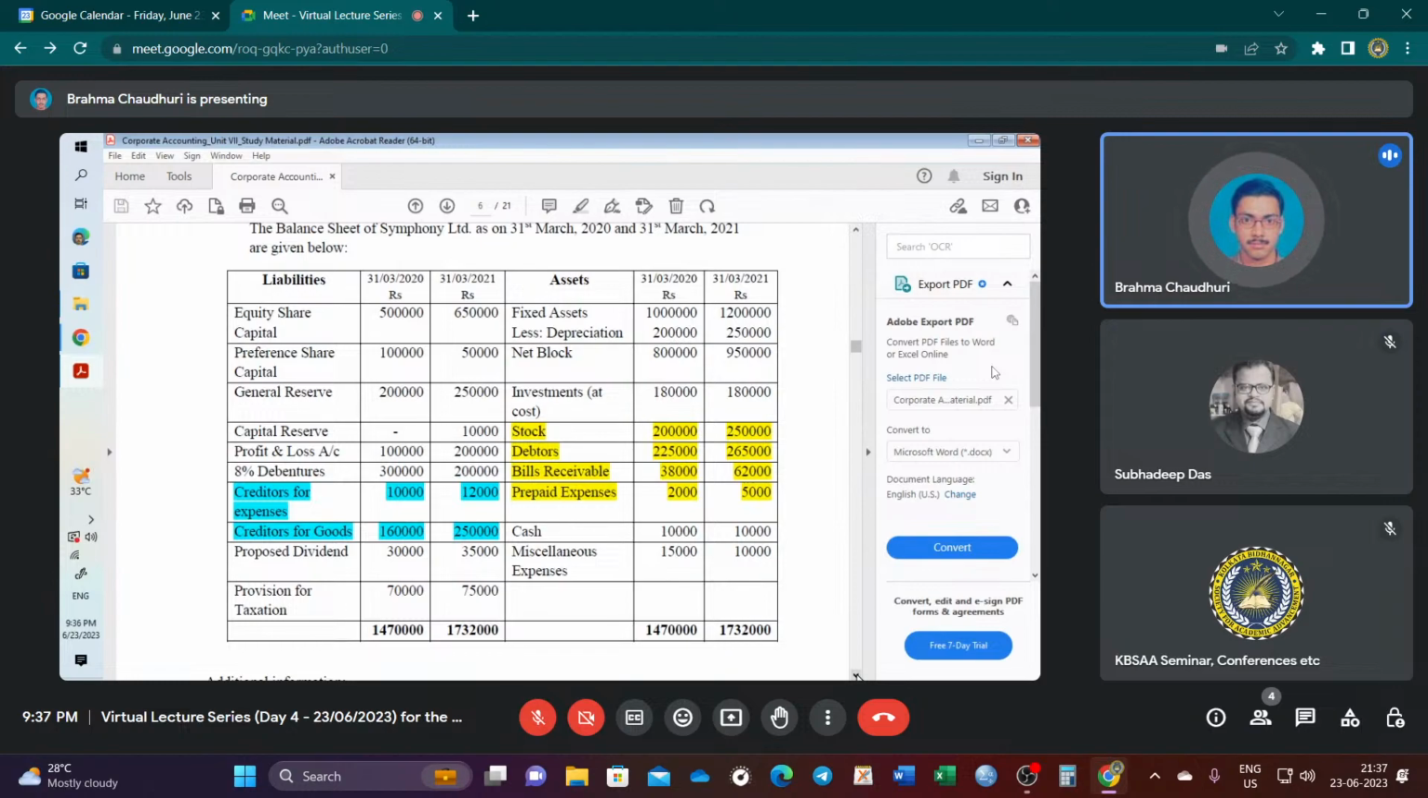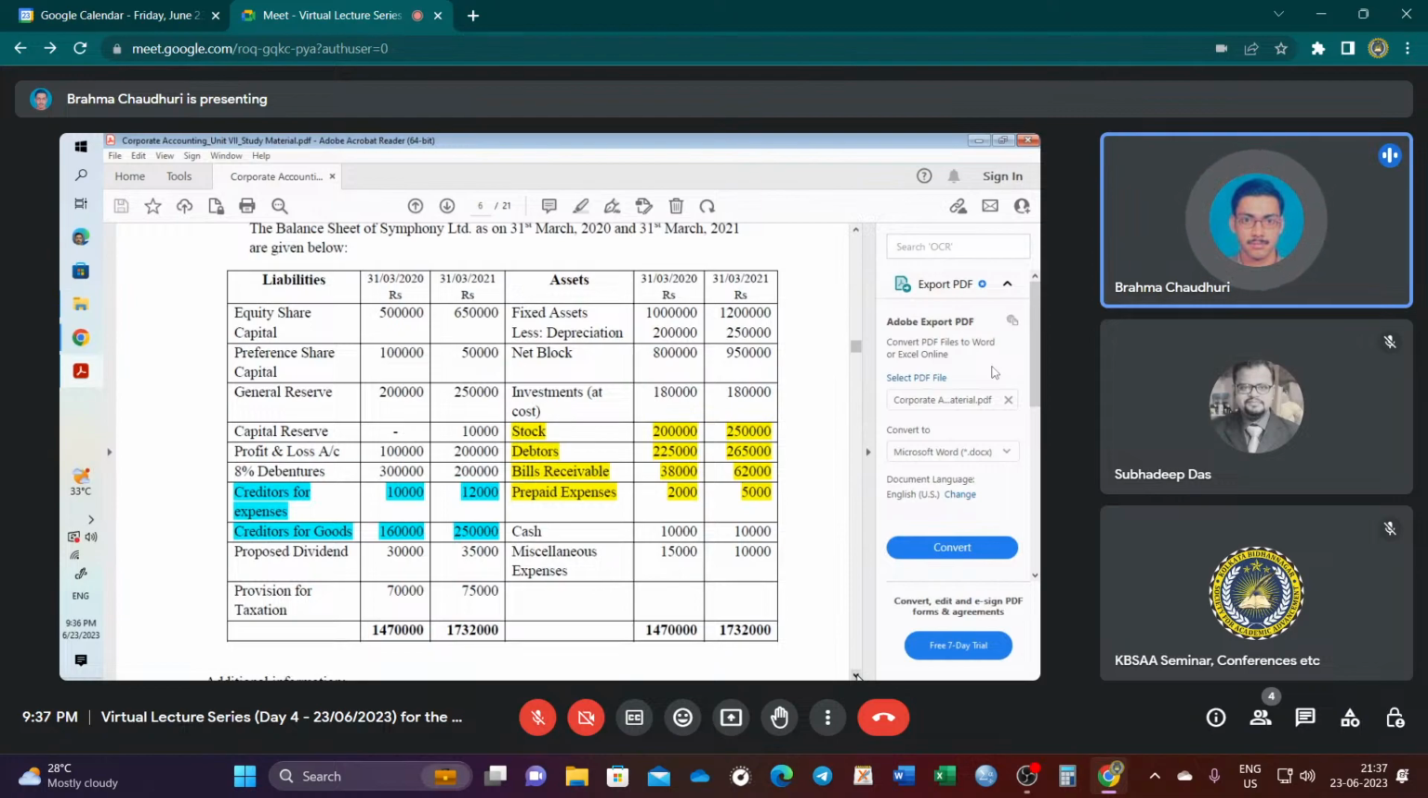So what will be its impact on the cash flow statement? Whenever there is an increase in the current liability, it leads to an increase in the cash balance, so we will add them. And whenever there is an increase in the current assets, it actually leads to a decrease in the cash balance, so we will deduct them. So that is the impact.